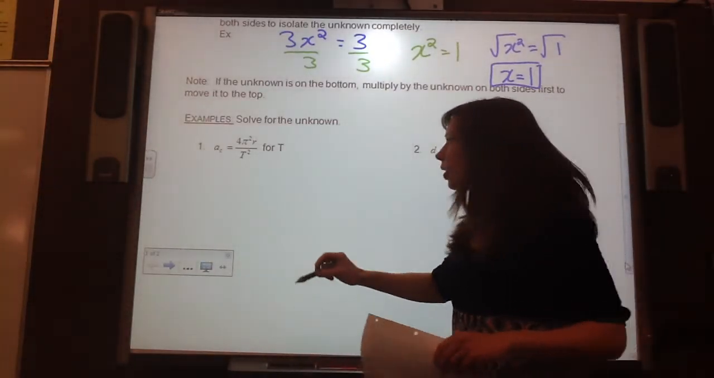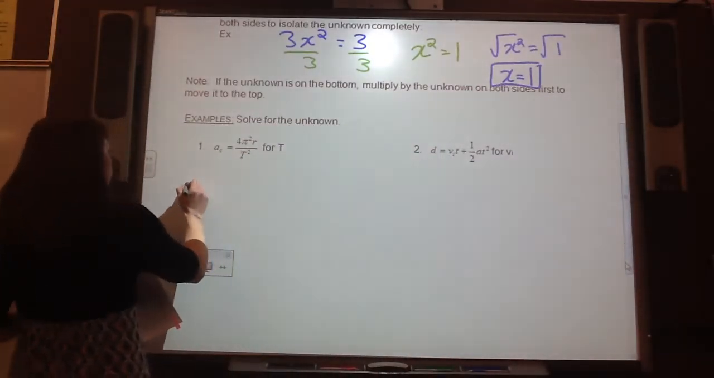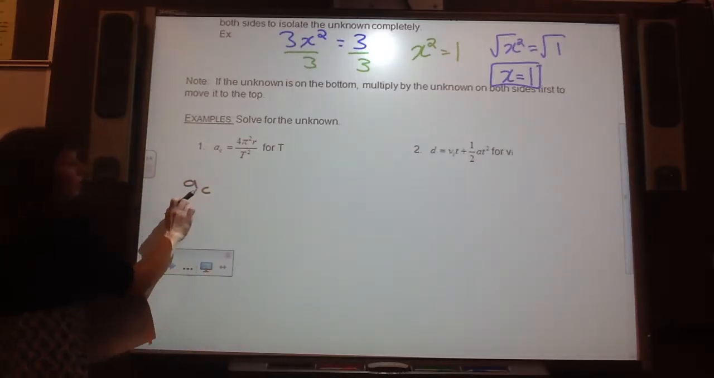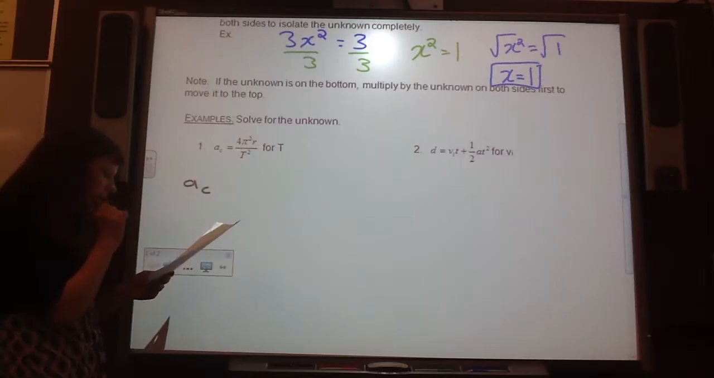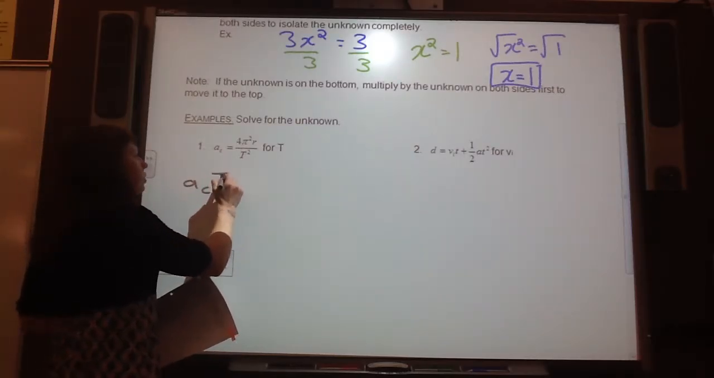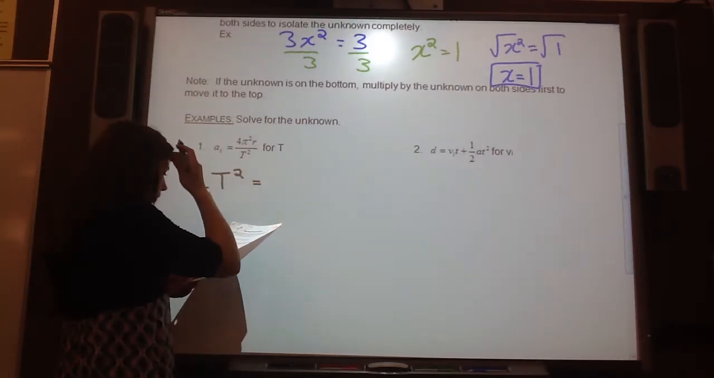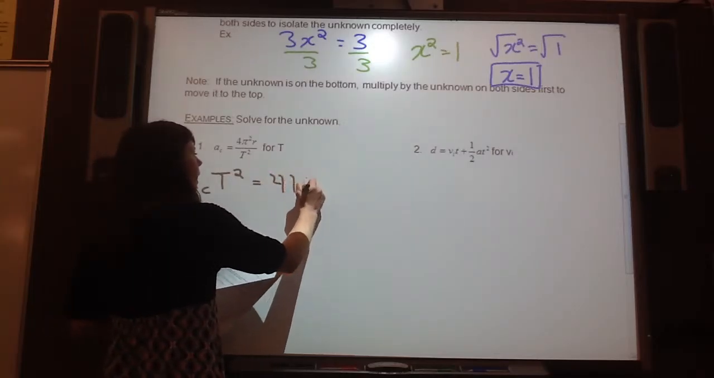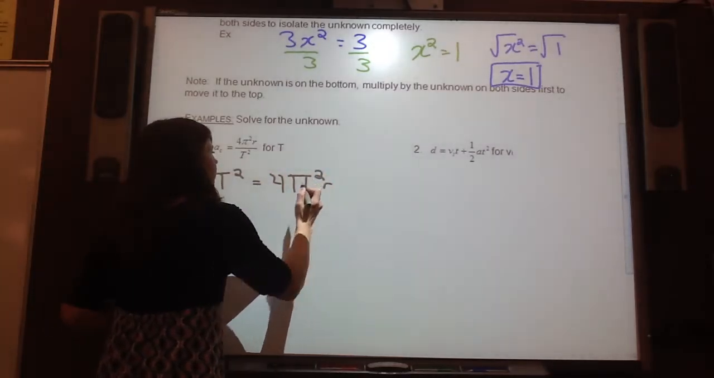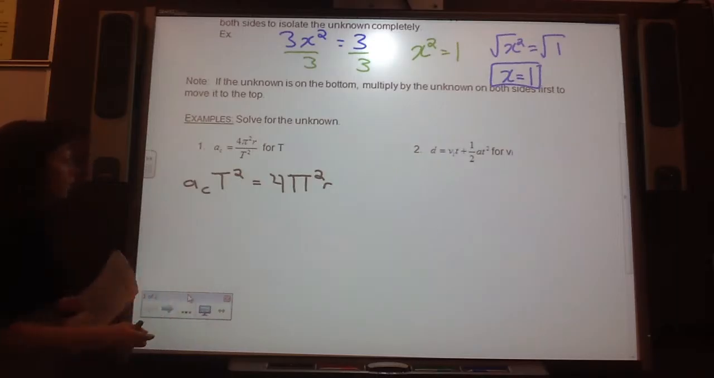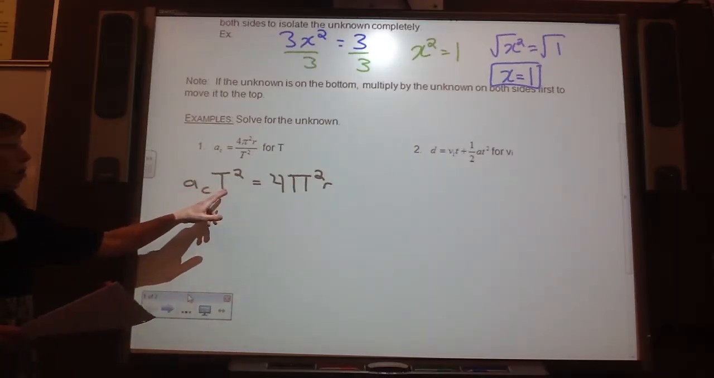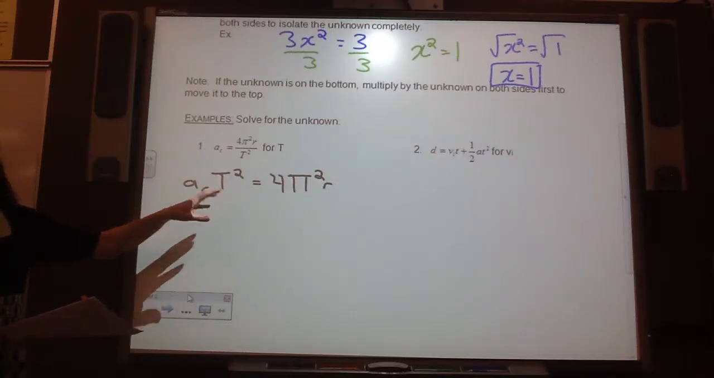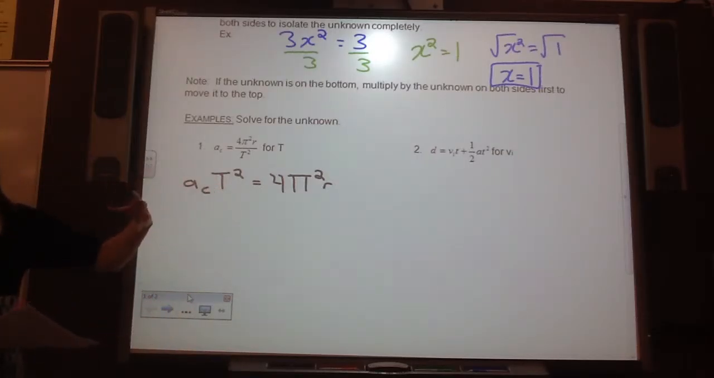Multiply, right? Yeah, okay. So now I'm going to go A, so it's, the C is like a subscript, so it's like centripetal acceleration, so A sub c, times T squared is equal to 4 pi squared R. Okay? I want to get T all by itself, so what is attached to it right now that I can deal with first?